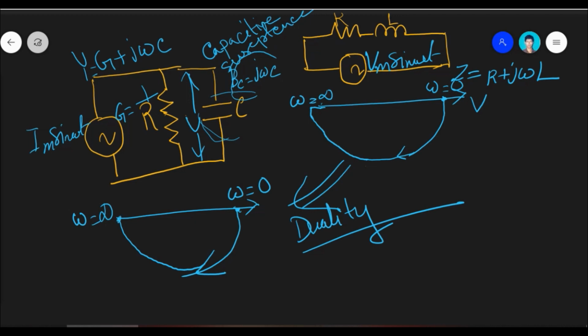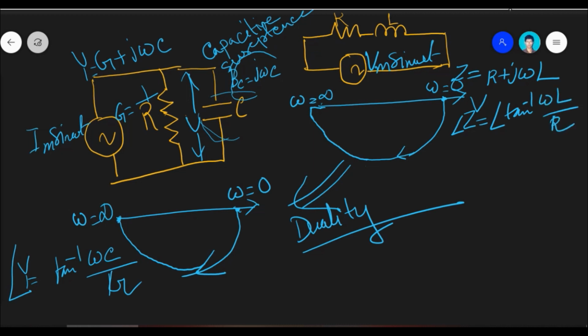Now what about the orientation? Orientation wise, if you find the angle of Y, you will see that the angle of Y is equal to tan inverse omega C by G, exactly like the angle of Z. When you did it for the RL circuit, it was tan inverse omega L by R. So here it is tan inverse omega C by G. So if we follow that same logic, we can see that voltage lags current by an angle of 90 degrees, and the magnitude of that voltage becomes 0 when omega becomes infinity.